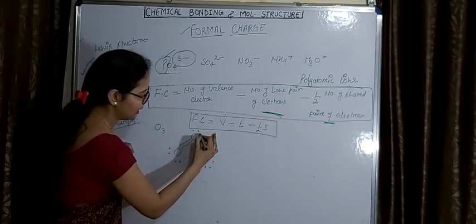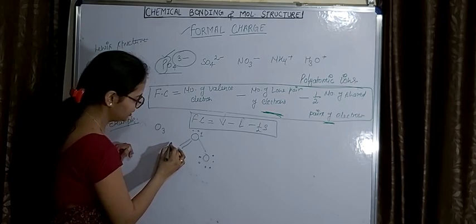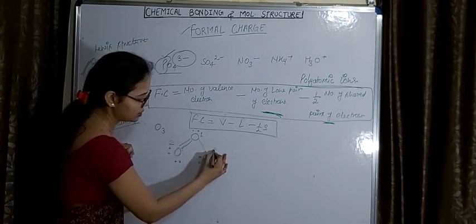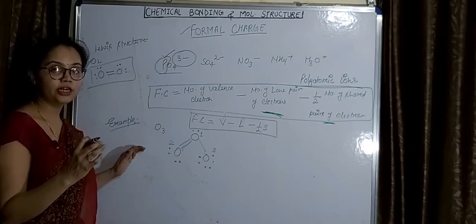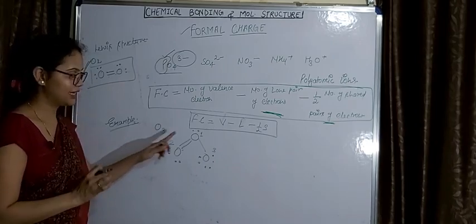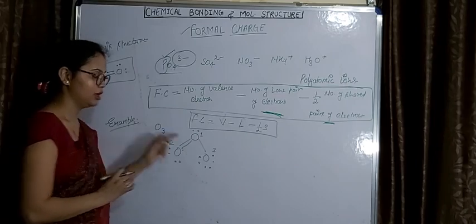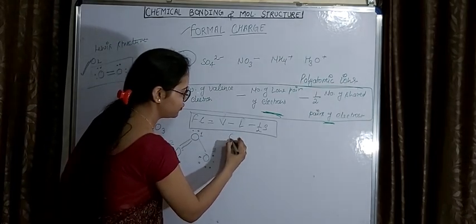Now let's mark this oxygen as 1, this is 2, and this is 3, because we have to calculate the formal charge for an individual atom. That's why I marked 1 2 3 here. So let's calculate the formal charge for O1.